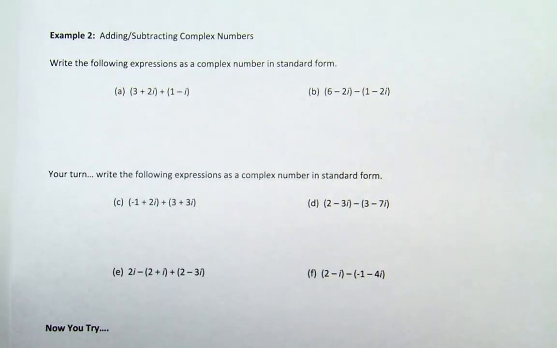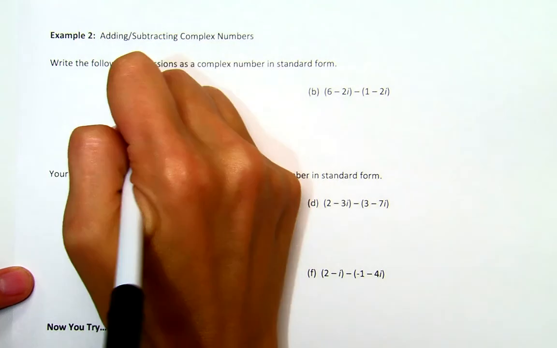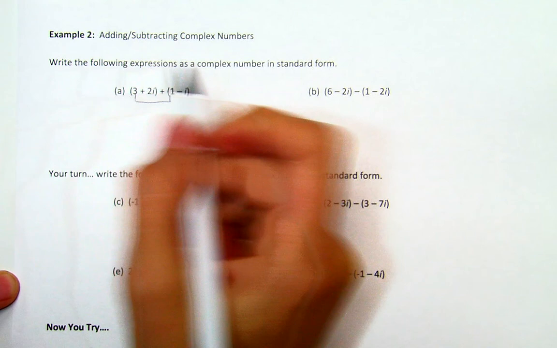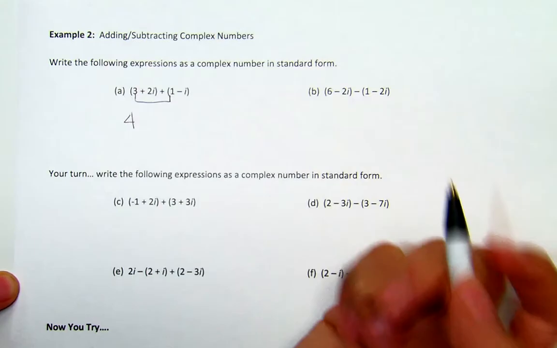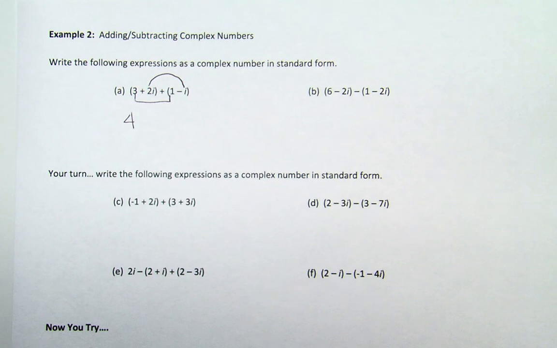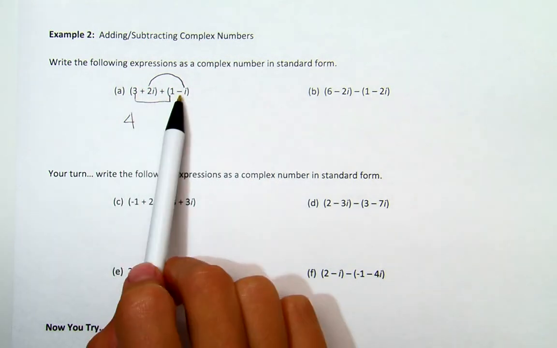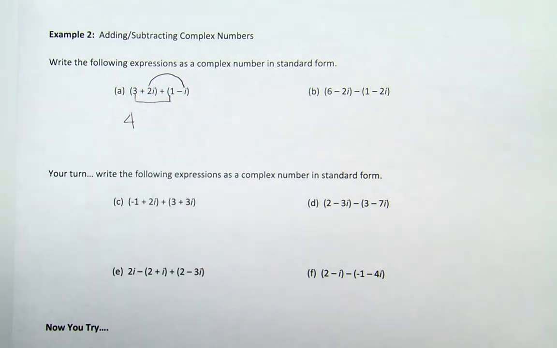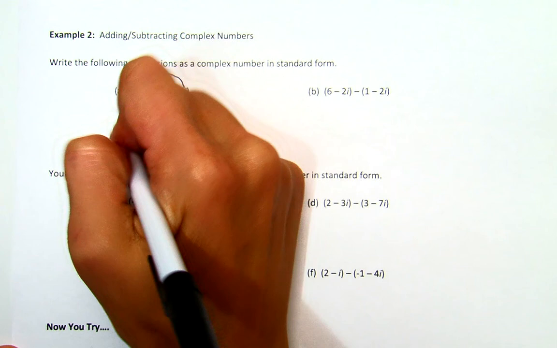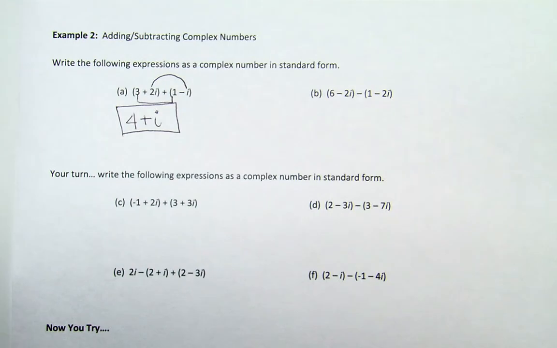So how we're going to add these numbers is we're going to take the real number parts and we're going to add them. So 3 plus 1 obviously gives us 4. And we're going to then add our imaginary part, which is 2i plus a negative 1i. So 2i plus a negative 1i gives us just a positive 1i, or 4 plus i as our answer.